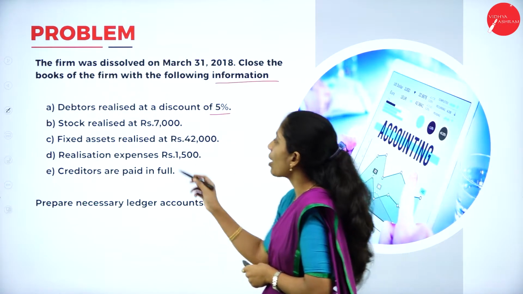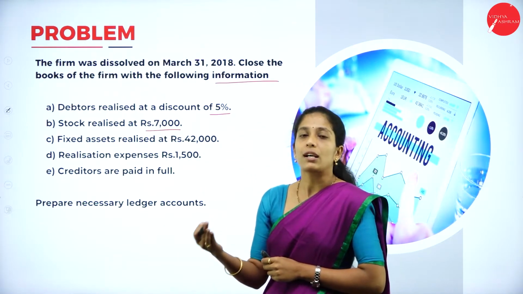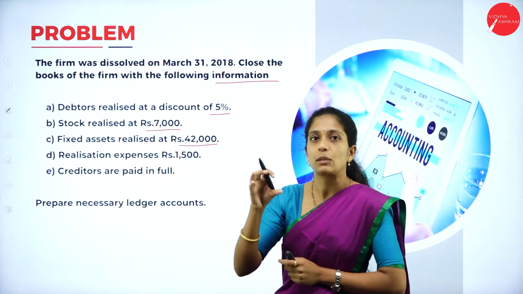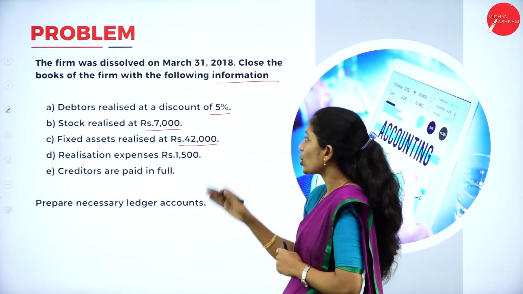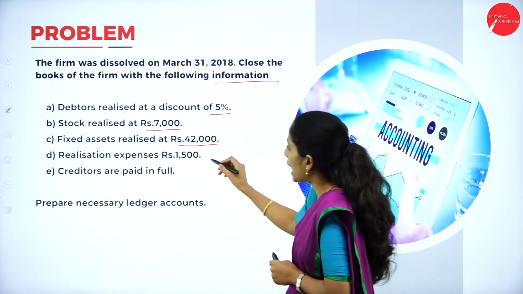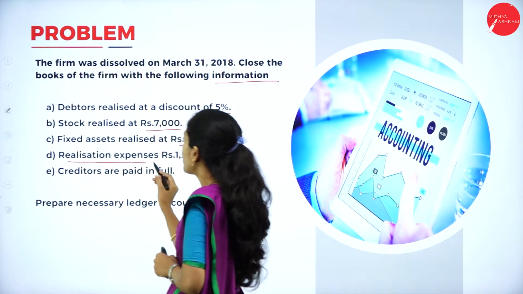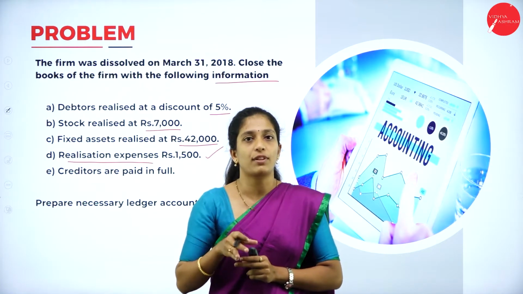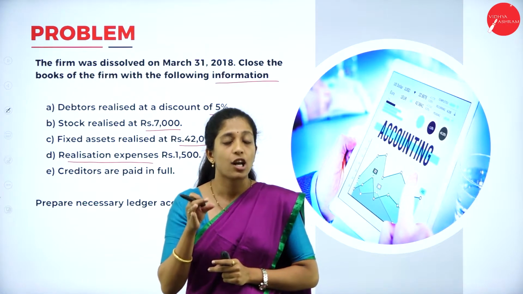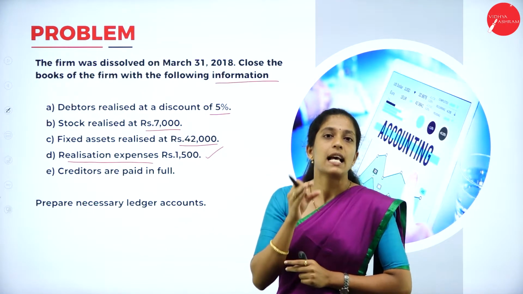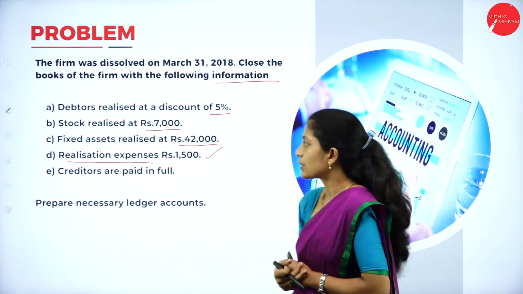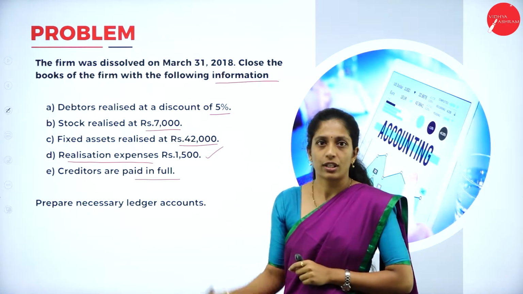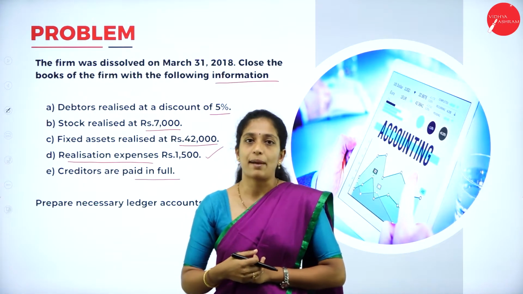Next, what they have given? Stock realized at rupees 7,000. So, stock also they have sold at rupees 7,000. Fixed asset realized at rupees 42,000. Realized is nothing but selling of assets. So, here fixed asset sold at rupees 42,000 and we have a realization expenses 1,500. What do you mean by realization expenses? As I told, in the process of dissolution or in the process of closing down of the business, they have to incur certain expenses. So, they have incurred certain expenses which is known as realization expenses or dissolution expenses. So, here realization expenses 1,500 and the creditors are paid in full. Creditors is what? It's a liability and they have paid that liability in full.